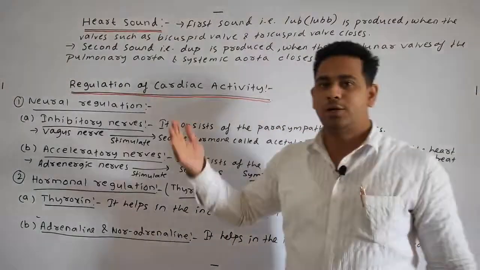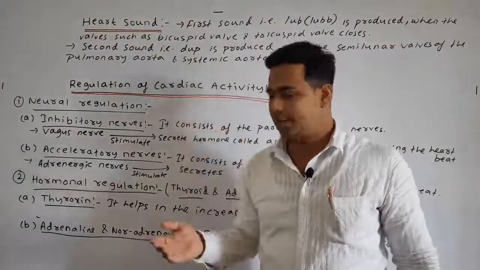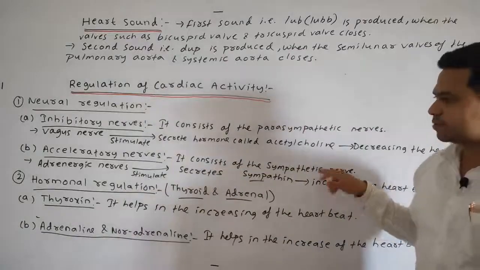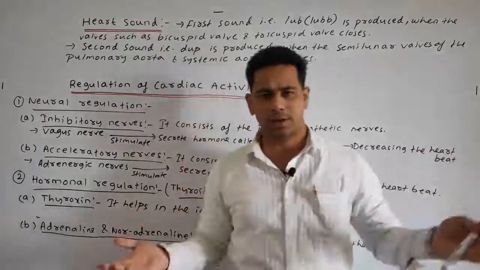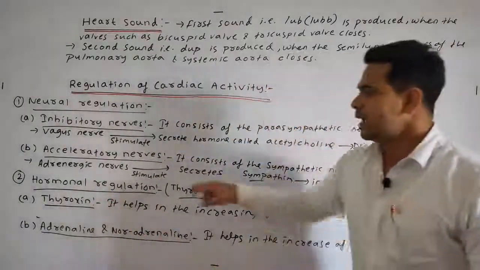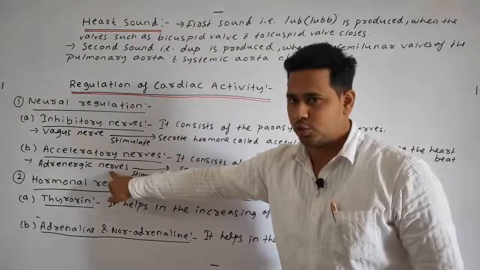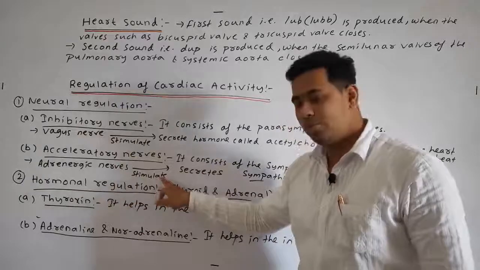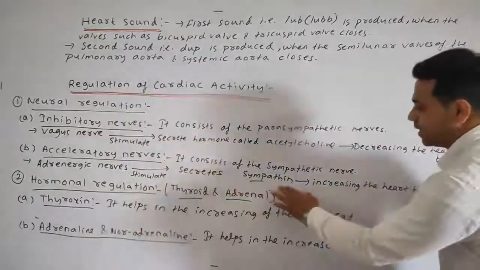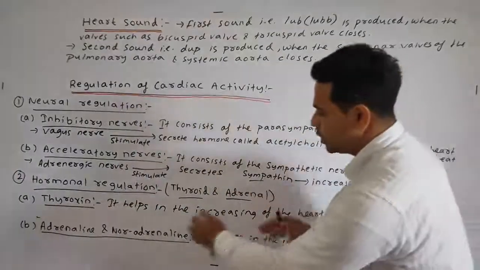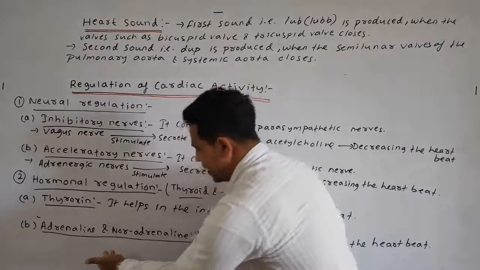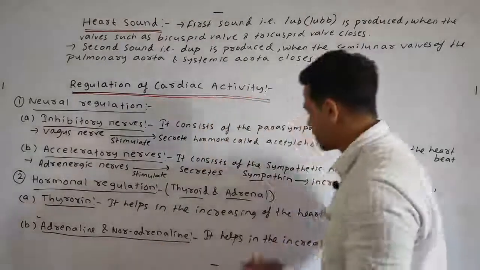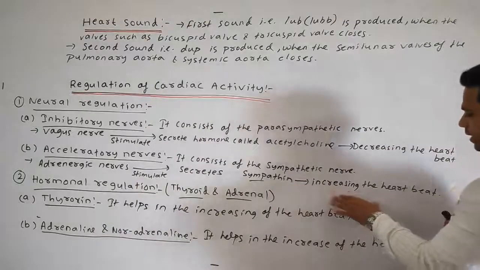Similarly, acceleratory means we can say increasing. It consists of the sympathetic nerves. Sympathetic and parasympathetic, we will discuss in our nervous system, don't worry about that. The nerve associated with the accelerator nerve is called the adrenergic nerve. It stimulates the secretion of sympathin, which is composed of adrenaline and noradrenaline. The sympathin helps in increasing the heartbeat.